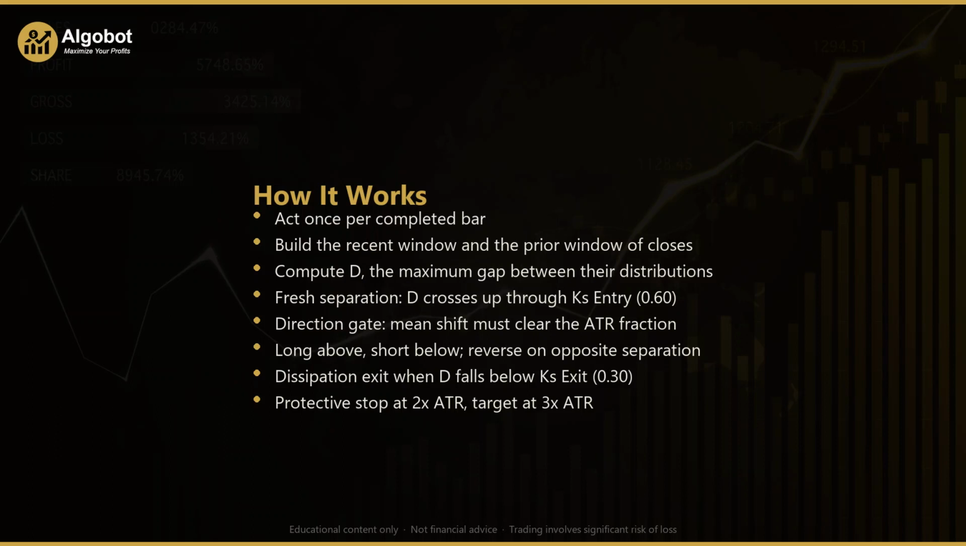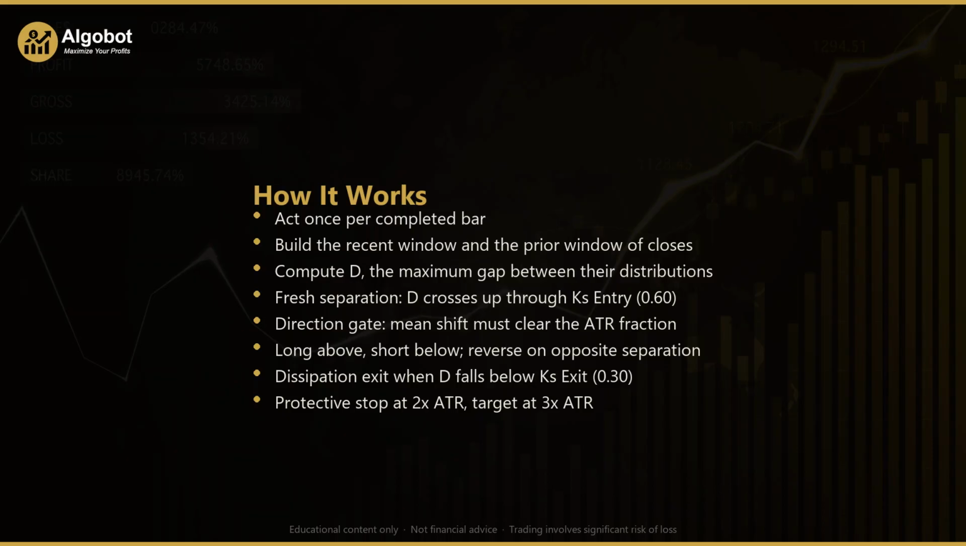Now for trade management. When a long signal appears, the expert advisor buys at the ask, places a protective stop below entry at 2 times ATR, and sets a target above entry at 3 times ATR. When a short signal appears, it sells at the bid, with the stop above entry and the target below, using the same ATR multiples. That gives a reward-to-risk shape of 3 to 2 by default.